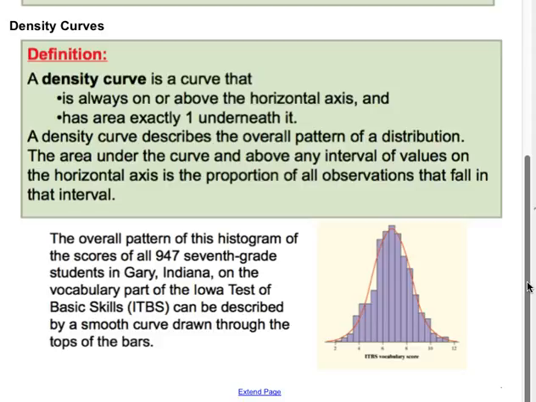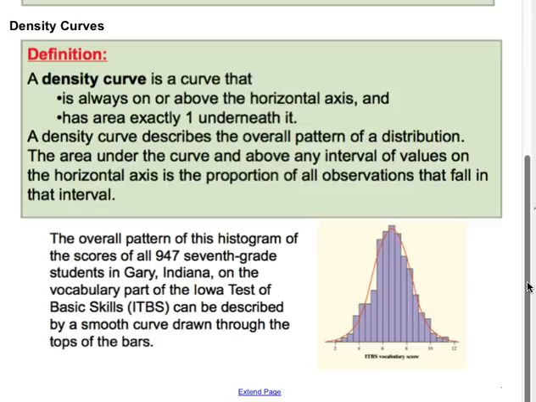Okay, and there's various density curves. In fact, the second section of this chapter is all about a very specific density curve. But in general, there's two things that must be true. They always have to be above the horizontal axis, and they have to have an area of exactly 1 underneath them. Such a curve describes the overall pattern of a distribution. The area under the curve over an interval of values on the horizontal axis is proportional to all observations that fall in that interval.